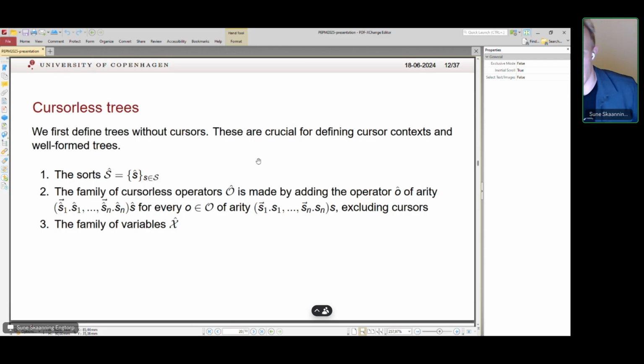So having the editor calculus, let's dive into the definition of the trees that we want to edit. So we first define trees without cursors, and these are crucial for defining cursor contexts and well-formed trees, which I will come to in a second. But essentially, the sorts here are made up by the sorts given by the abstract syntax, and the operators are made up of all of the operators from the given abstract syntax, excluding the cursor operator, of course.